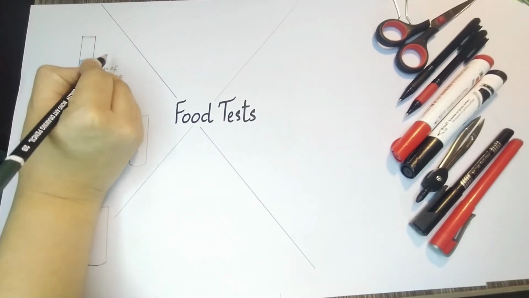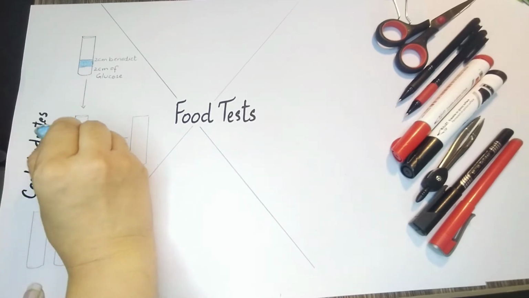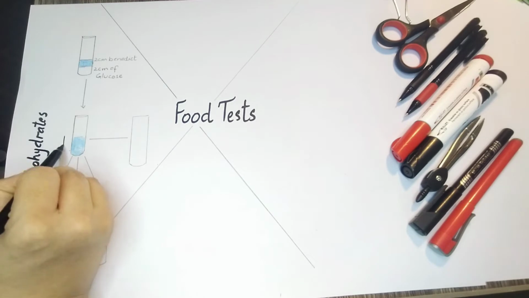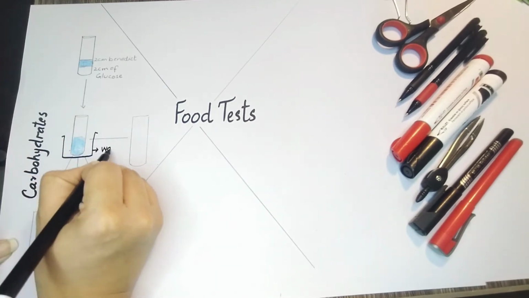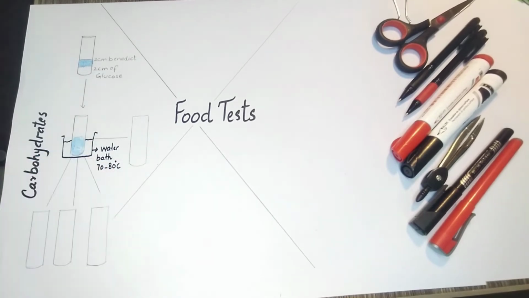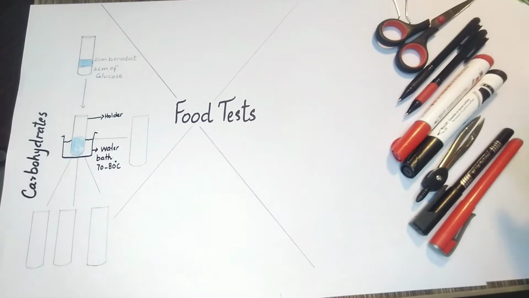The first thing that we need to know is that the blue color of Benedict solution has to change into some other color. For the Benedict test, the first precaution that you have to take is that you have to heat the Benedict solution along with your solution in a water bath, and the temperature needs to be set at 70 to 80 degrees centigrade. This is the first precaution and safety measure we are going to take.